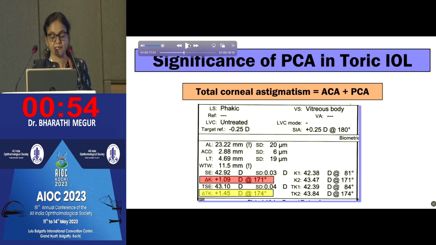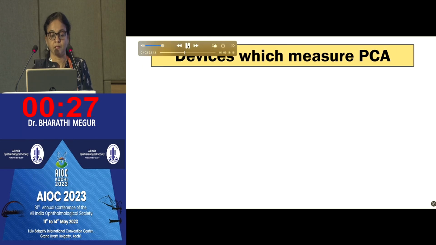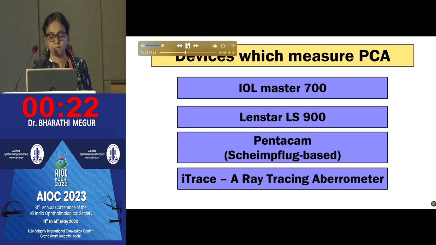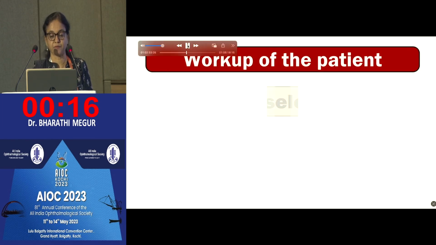So as we can see here, when the biometric value of the K reading is obtained, K1 is 1.09 diopter at 171 degrees, but the total K is 1.45 diopters at 174 degrees. So 0.40 diopters would have been missed. This is contributed by the posterior corneal astigmatism. Devices which measure posterior corneal astigmatism are these, but it is not mandatory to have all these devices in your workflow.